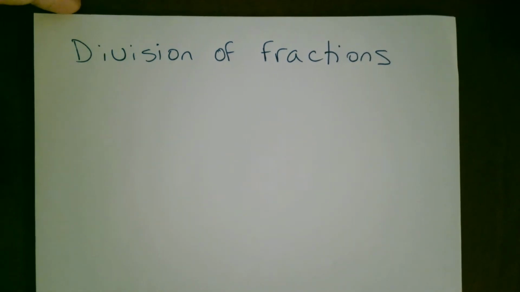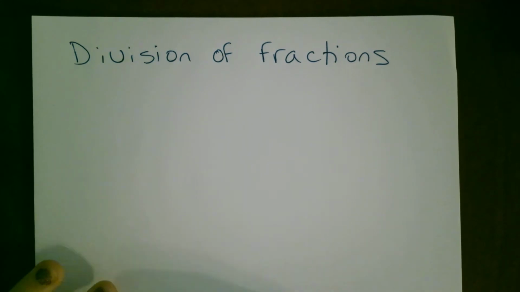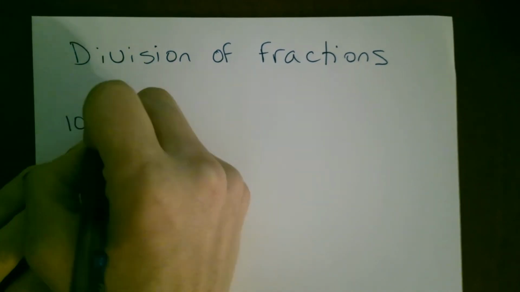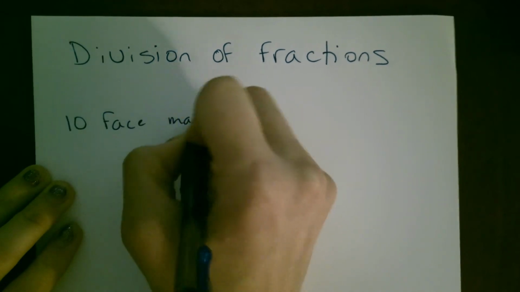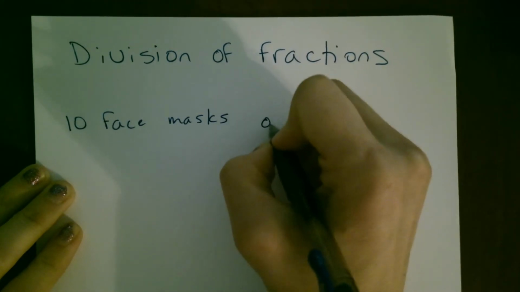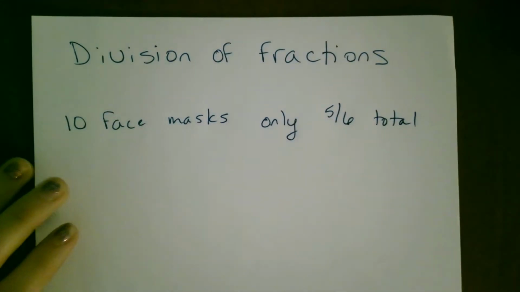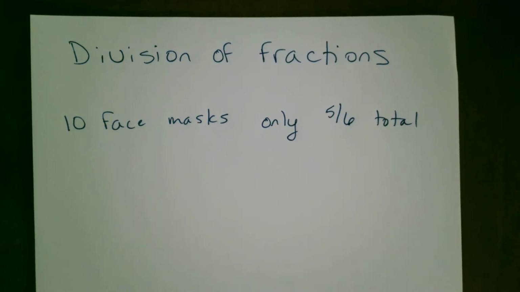So we're going to look at a familiar example, something that we did when we first started talking about fractions, and go from there. So last night I made 10 face masks, and this was only 5/6 of the total that I planned on making. So what was the total I planned on making? Again, if you recall, this is a type of example that we looked at when we first started talking about fractions.